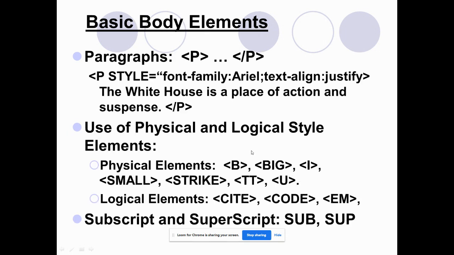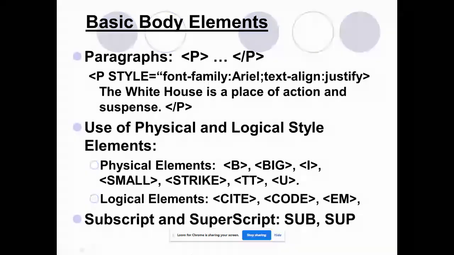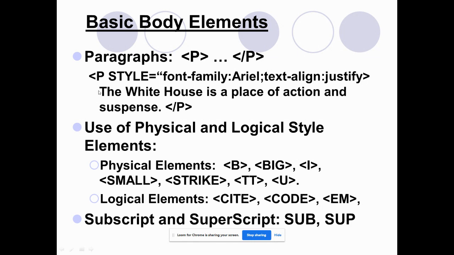This is the paragraph tag. The paragraph tag offers a way to structure your text into different paragraphs. For example, each paragraph of a text should go in between an opening P and a closing P, as shown in this example. P, style is equal to font family Arial, text align justify. So this paragraph appears in the font family Arial and the alignment is justified.